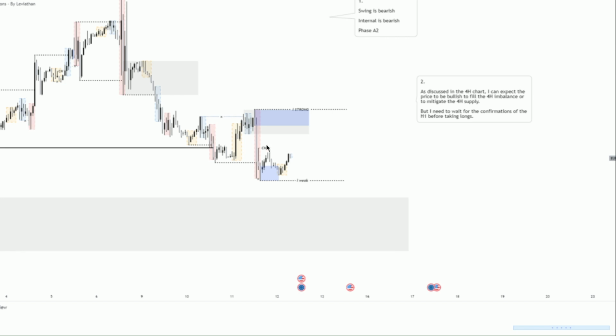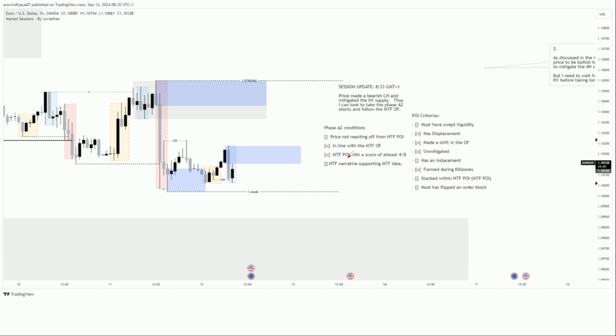But what I'm expecting is the strong high to be taken because it's a news candle. It's a news candle at 1 p.m. So there would be a ton of buy side liquidity above which the price can take out. But I need to wait for the confirmations of the H1 before taking longs.